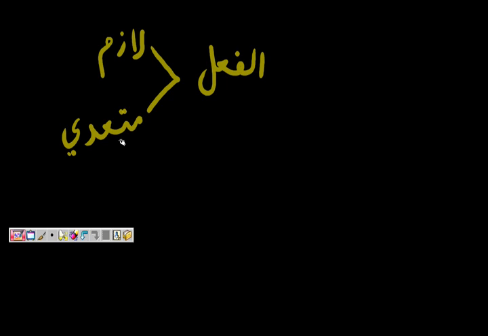In English, there are many verbs that are used both transitively and intransitively. That does exist in Arabic, but it's much less common. So in English, the word to sit is both. I can sit, or I can sit you down. But in Arabic, there are very, very few words that will be both transitive and intransitive. Generally, a verb will be one or the other.